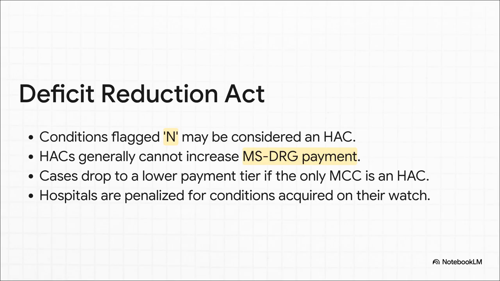And the rule here is strict. HACs generally cannot be used to increase your DRG payment. So even though the hospital spent massive resources treating that DVT because it happened on their watch, it won't act as an MCC to bump up the payment tier. It effectively penalizes the facility and drops them down to a lower payment weight.